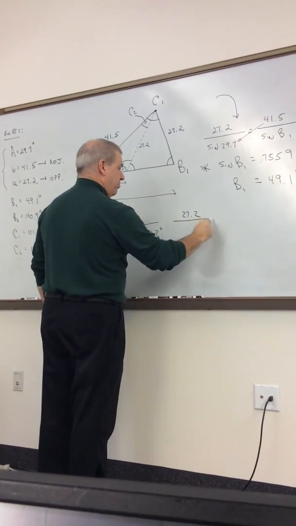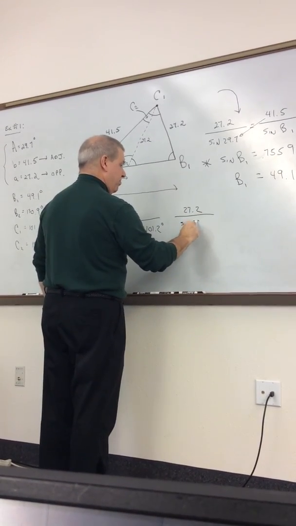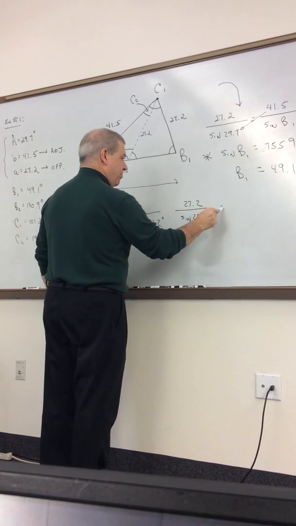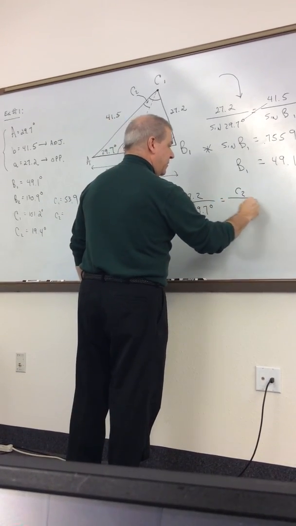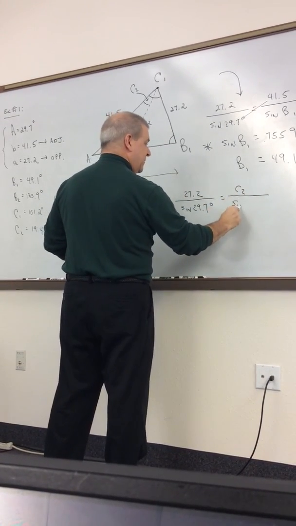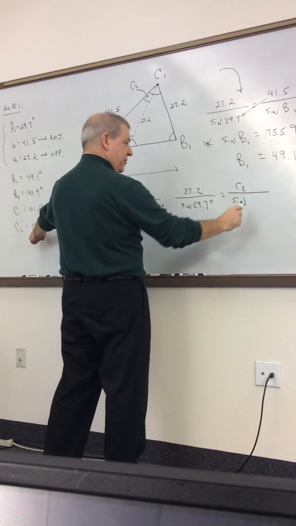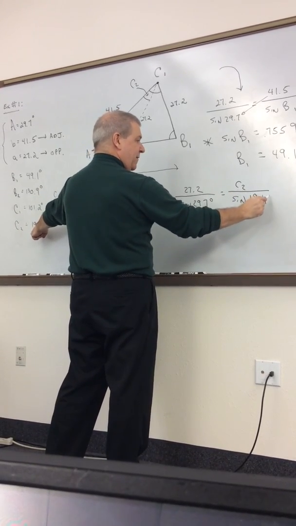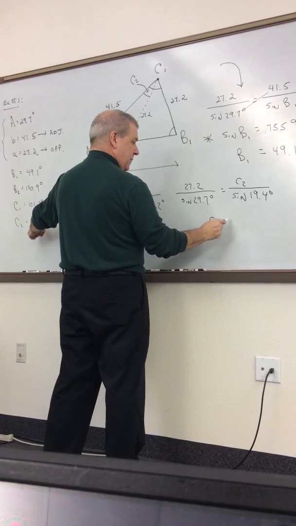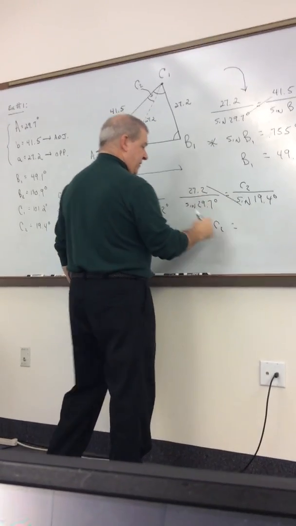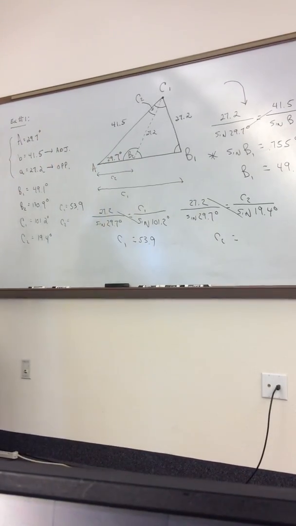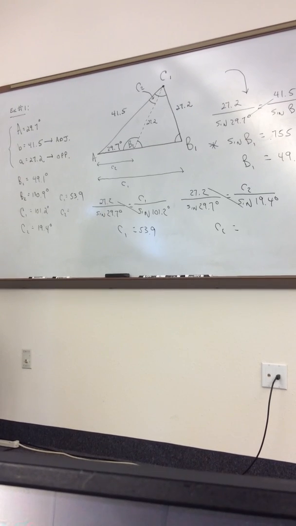27.2 over sine of 29.7 equals C sub 2 over sine of 19.4. Side C sub 2 over the sine of, now angle C sub 2 is this little one, 19.4. So this times this divided by that is going to give you side C sub 2.